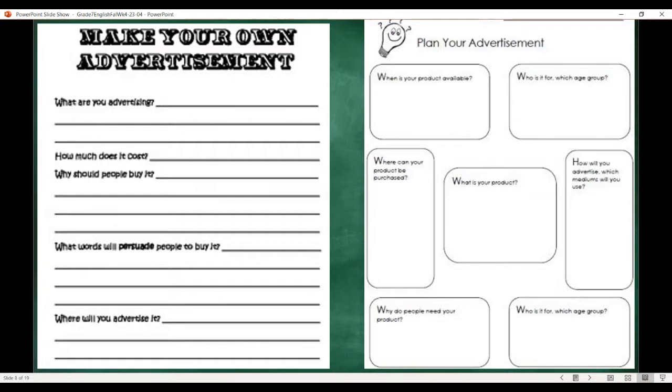What do you think you could advertise? What do you think is a need? How much does it cost? Why should people buy it? What words can you use to persuade people to buy it? And where will you advertise it? Where or how will you advertise it? Why do people need your product? When is it available? For which age group? Who's your target audience?